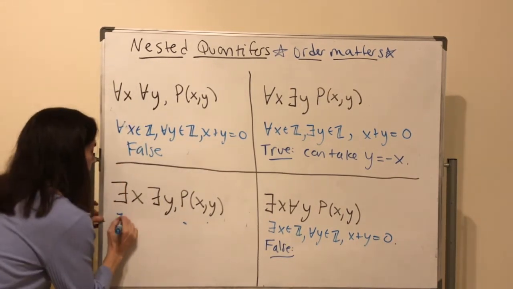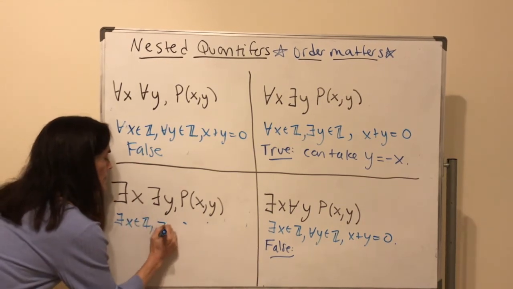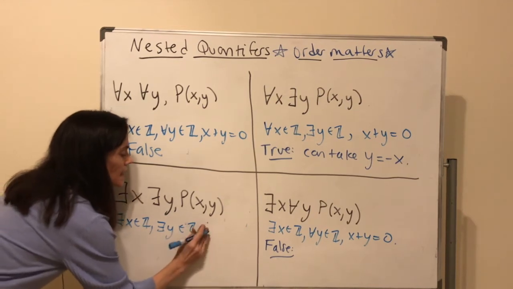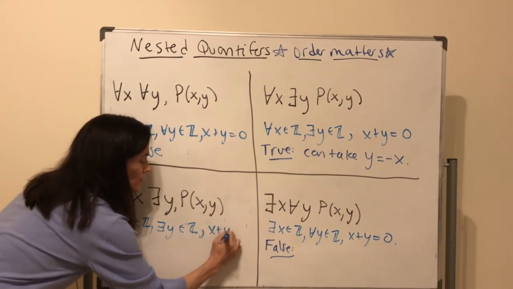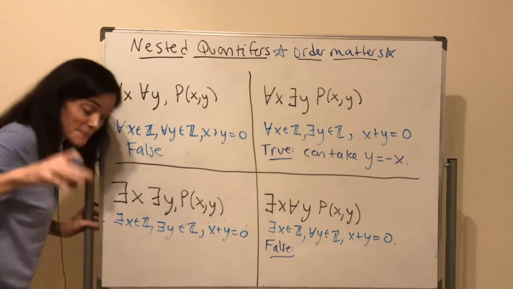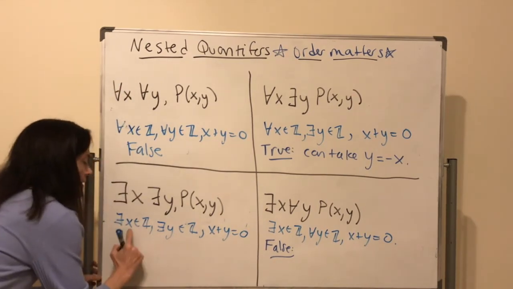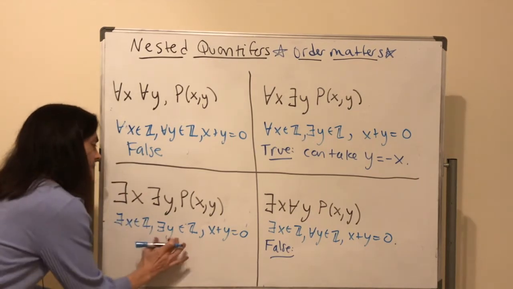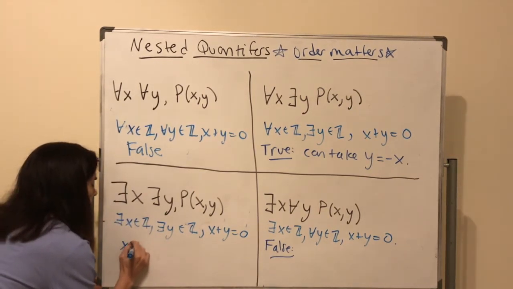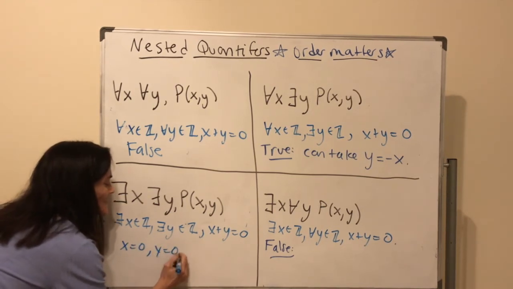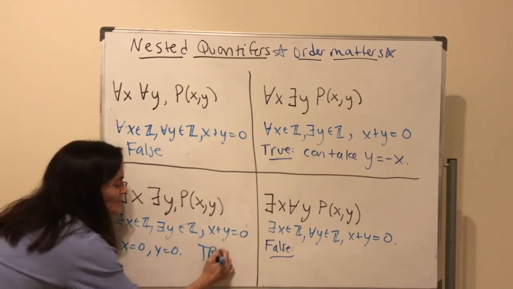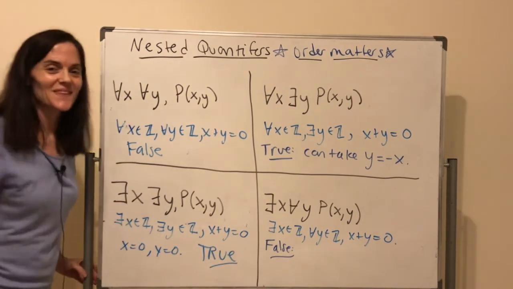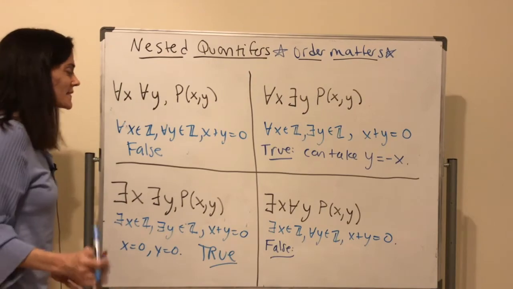This one, there exists x in Z, there exists y in Z, such that x plus y is 0. This is true. Well, there are many pairs, but we just need one pair in Z cross Z such that x plus y is 0. We can take x is 0, y is 0, for instance. So this is true. Or we could take 1 and minus 1, or 2 and minus 2, right? Any of these will work.